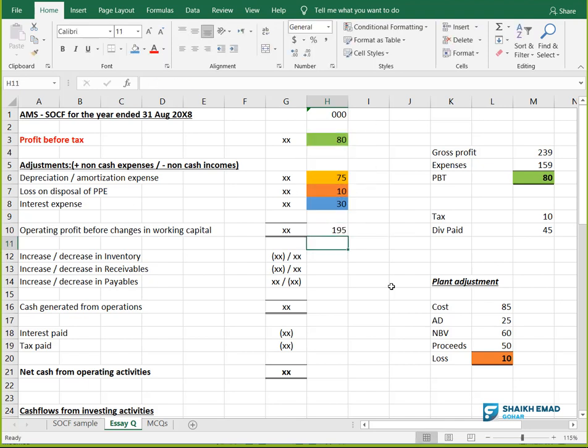All are add back, right? So it should be 195. Everyone should get 195. This is our first stop. Now we need working capital adjustments: inventory, receivable, payable.